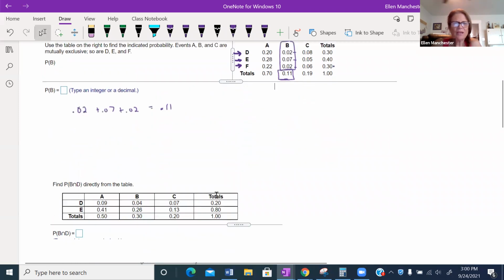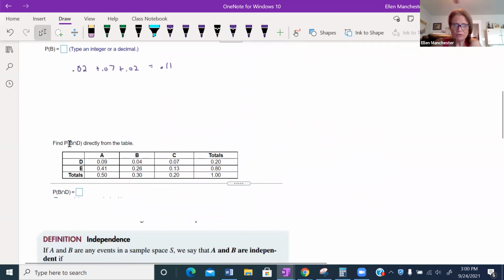Simple as that. Okay, now we're looking for the probability that B is intersecting D. Based on that same idea that we have columns and we have rows, anytime we're looking for an intersection, we're looking for literally where they meet. So if I'm looking for the probability of B intersecting D, here's the column of B. I'm going to circle it. Here is the row D.